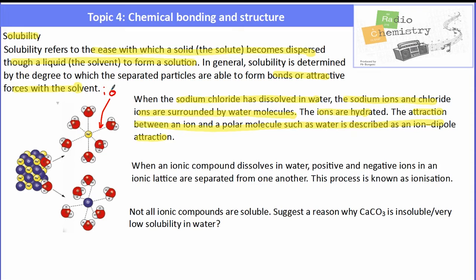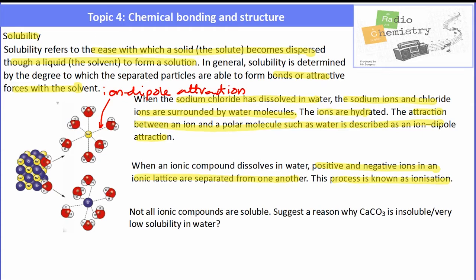This attraction between the sodium and the water molecules, or the chloride and the water molecules, is known as an ion dipole attraction. The ion is the sodium, the dipole belongs to the water. When an ionic compound dissolves in water, positive and negative ions in the lattice separate from one another. The solvent is pulling apart the lattice, and we describe that as being ionization.